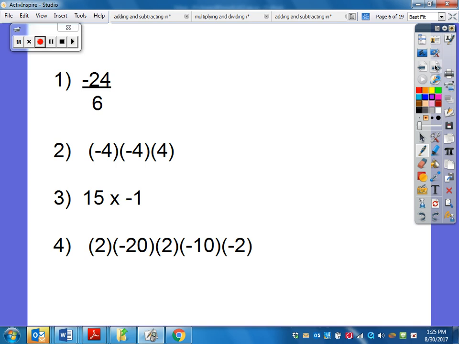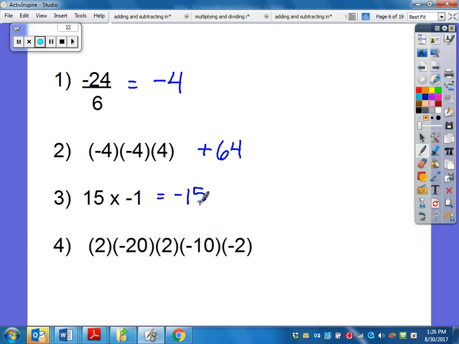Let's look at 4 more sample problems. Negative 24 divided by 6. It's going to be negative 4. There's one negative sign. 1 is an odd number, so the answer is negative. Let's look at number 2. I have two negative signs, so that's going to be a positive number. 4 times 4 is 16, times 4 is 64. Number 3, 15 times negative 1 is negative 15 because there's one negative sign.